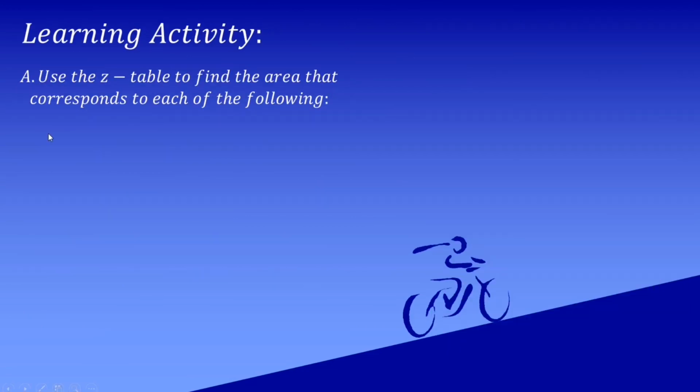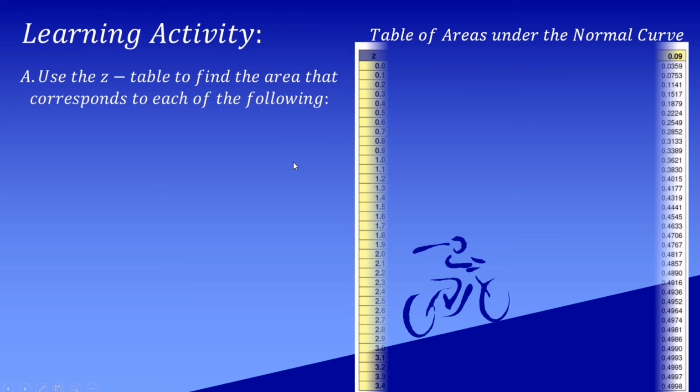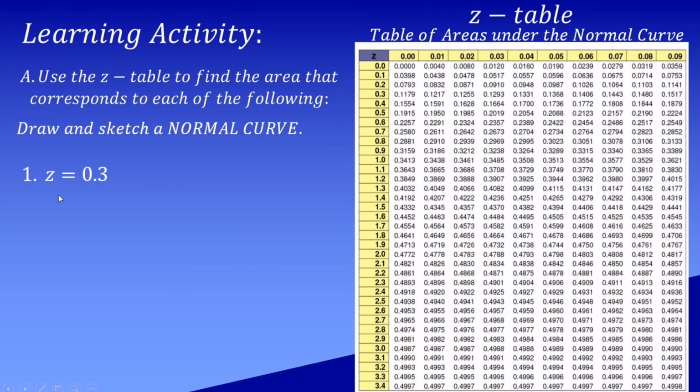Try to answer our learning activity to find the area. We also have here the z-table, which is the table of areas under the normal curve. Given your z value, draw and sketch a normal curve. So that ends our presentation.